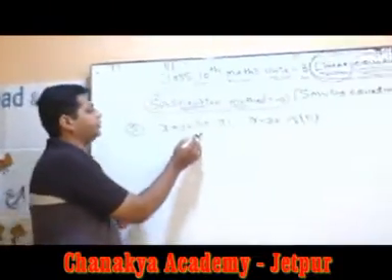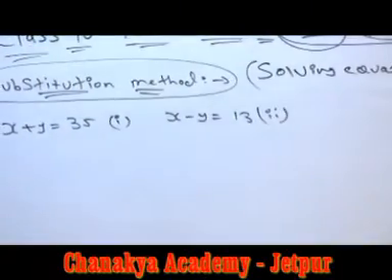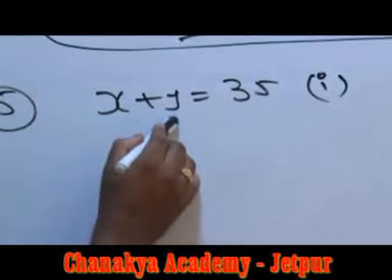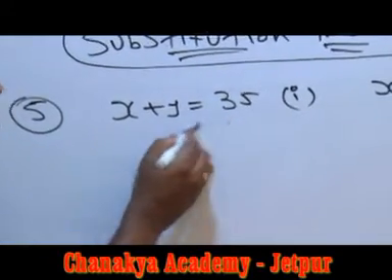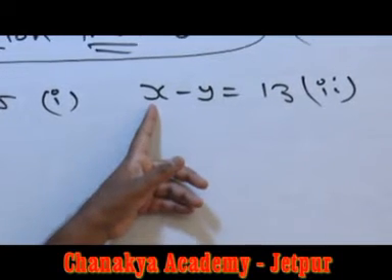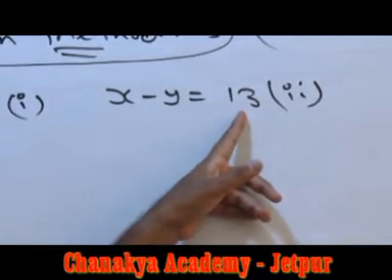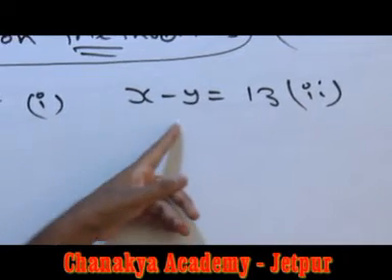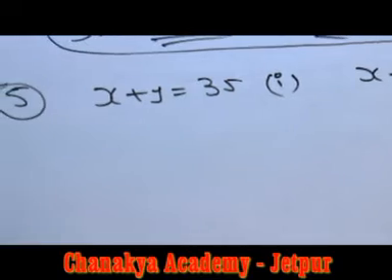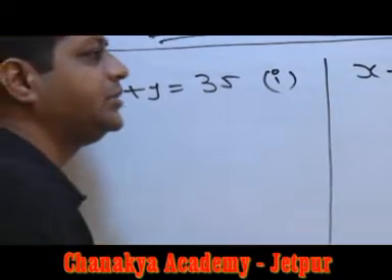X plus y equal to 35, equation number 1. X minus y equal to 13, equation number 2. Okay, in first equation, coefficient of x is 1, coefficient of y is 1, 35 is a constant. Here x and y are the variables. In equation number 2, coefficient of x is 1, coefficient of y is minus 1 and 13 is our constant, where x and y are our variables. In both the equations, x and y are variables. The word variable itself means the value which changes is known as variable. So they are going to change always.